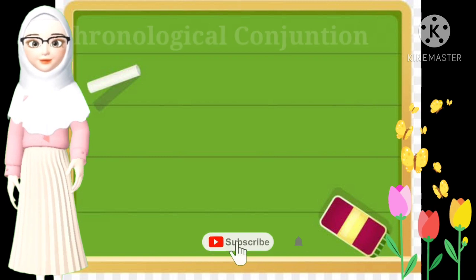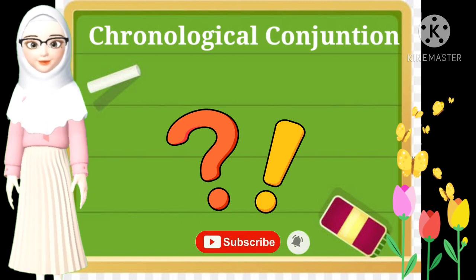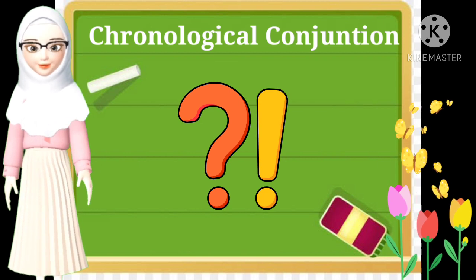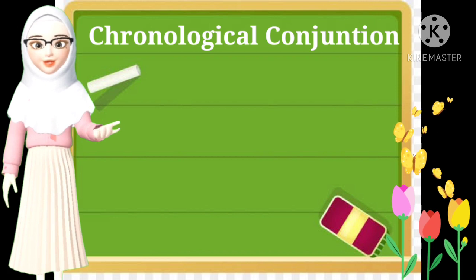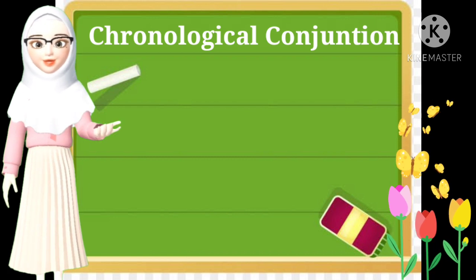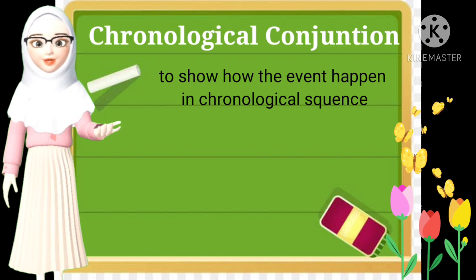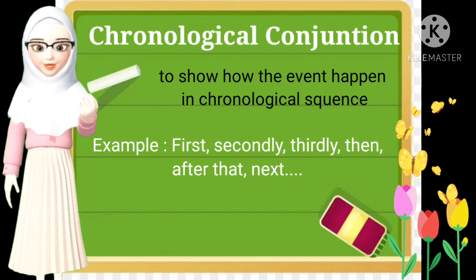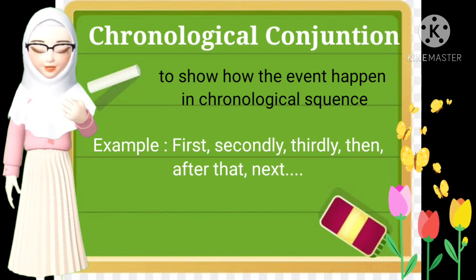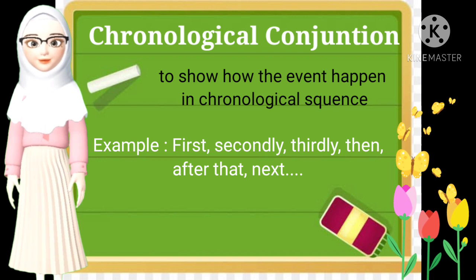Next, about chronological conjunction. Are there any students who know what chronological conjunction is? Chronological conjunction is used to show how the event happened in chronological sequence. For example, first, secondly, thirdly, then, after that, next, and others.